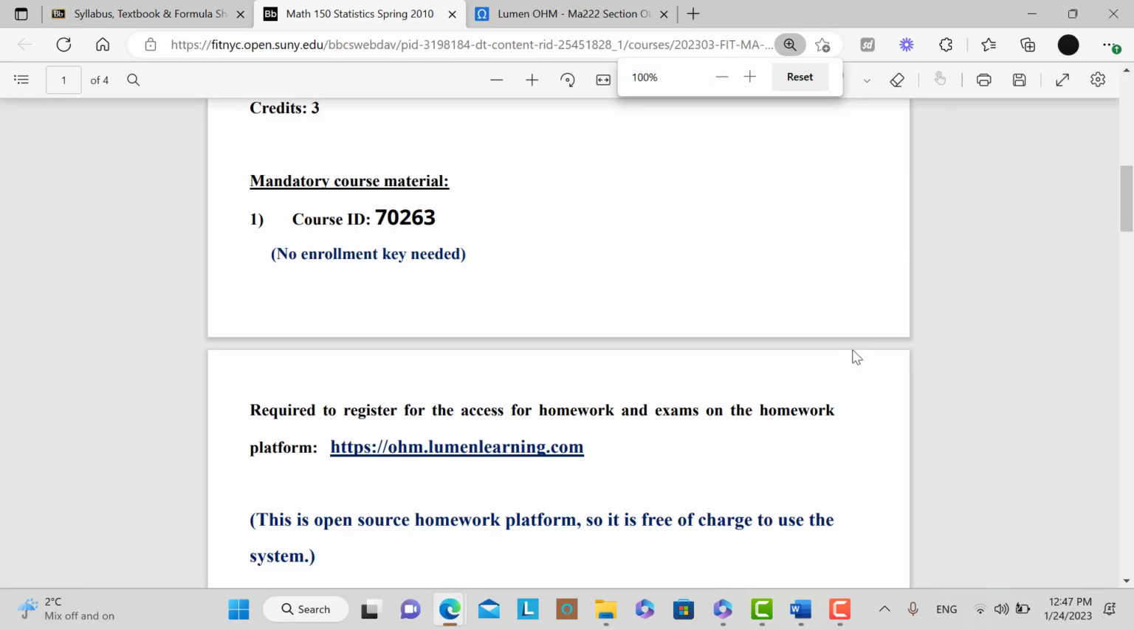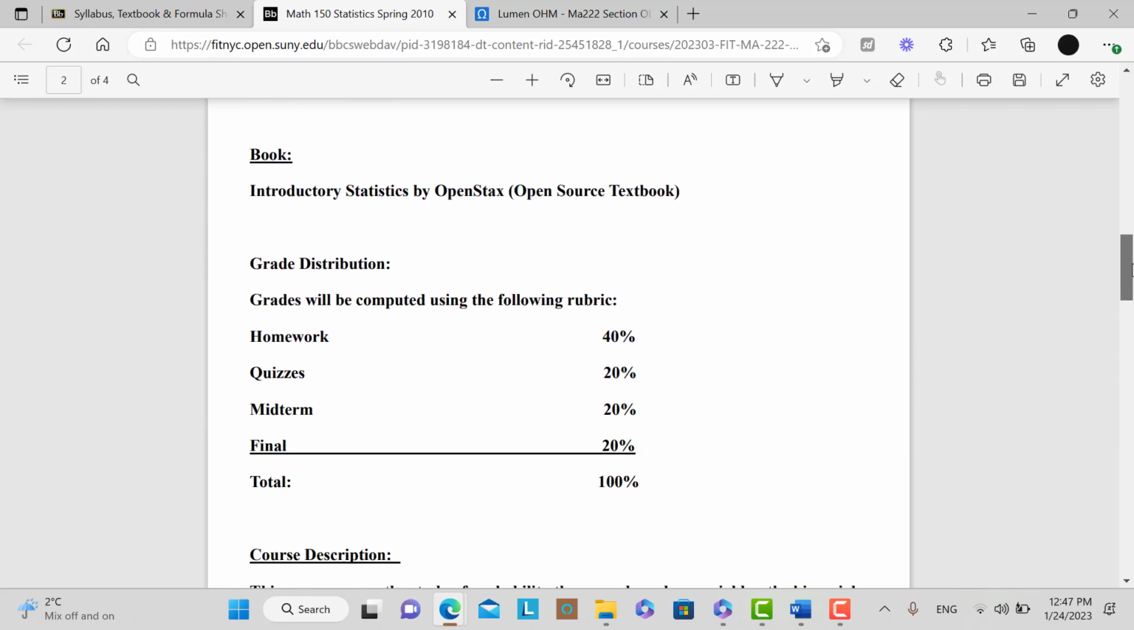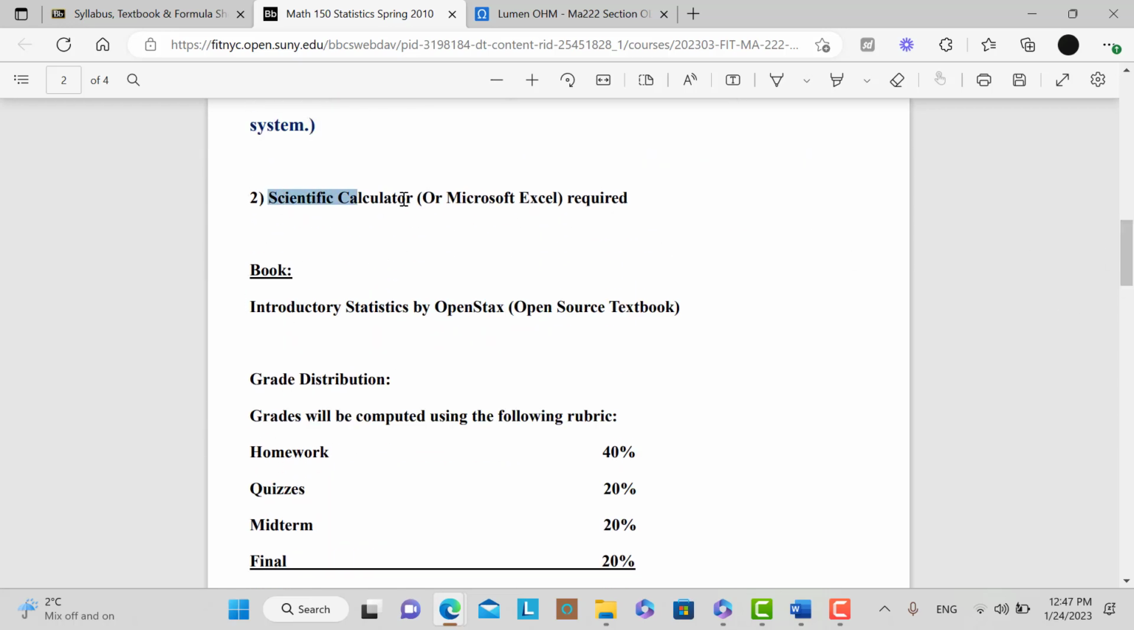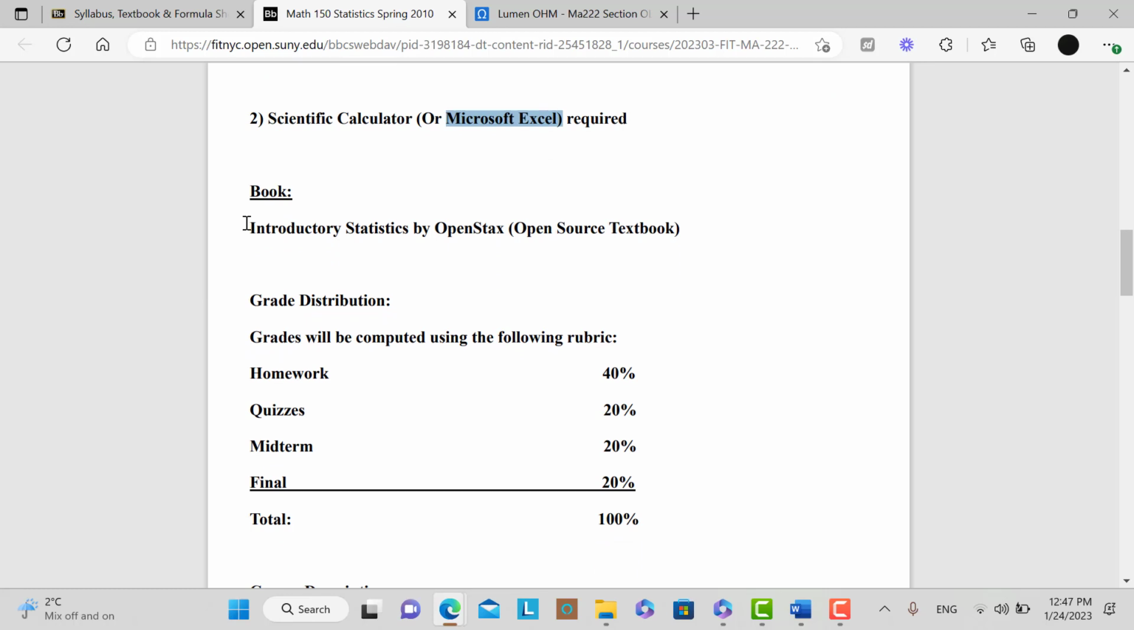And let's go back to the, let me finish the syllabus really quickly. So you need either a scientific calculator or Microsoft Excel, right? If you have an embedded calculator in your computer, you can also use that. Either one of these will work. We are using this Introductory Statistics by OpenStax, this open source textbook.